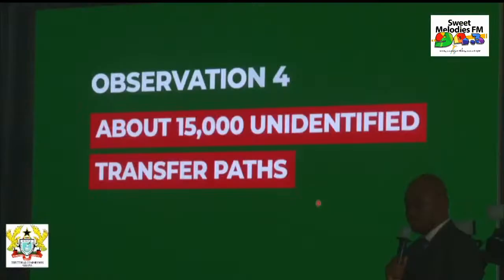Observation 4 says that there are about 15,000 unidentified transfer paths. Once again, we are not clear what is meant by path, because all the transfers are documented, and it is not the commission's business to understand why somebody wants to transfer their vote, for so long as they are doing it in the proper way. So we do not understand what is meant by unidentified transfer path.